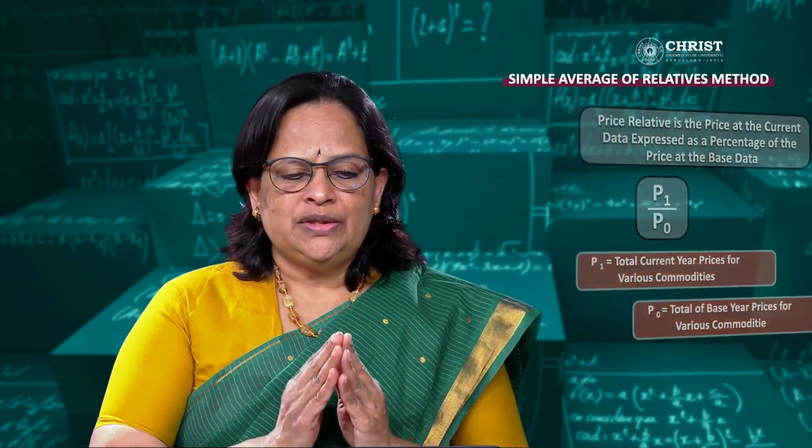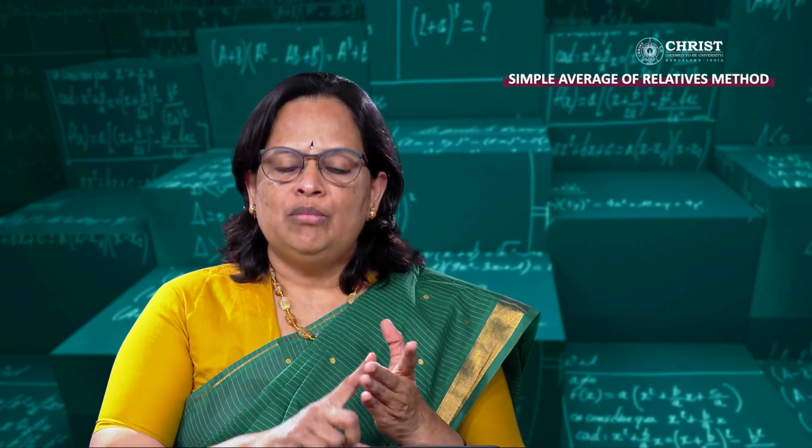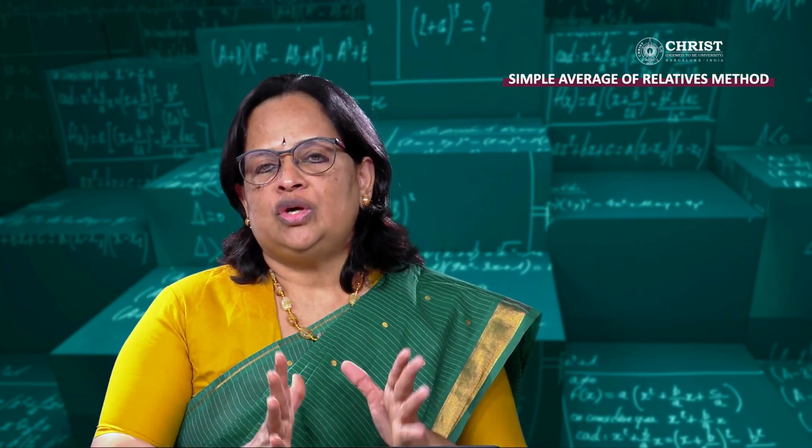Now, the average of relatives is computed using any measure of central tendency. That means mean, median, mode, geometric mean or harmonic mean can be used. But we are using either arithmetic mean or geometric mean. Other measures of central tendency we are not using for the computation of index numbers. In this problem, we are using both methods, arithmetic mean and geometric mean, for computation.